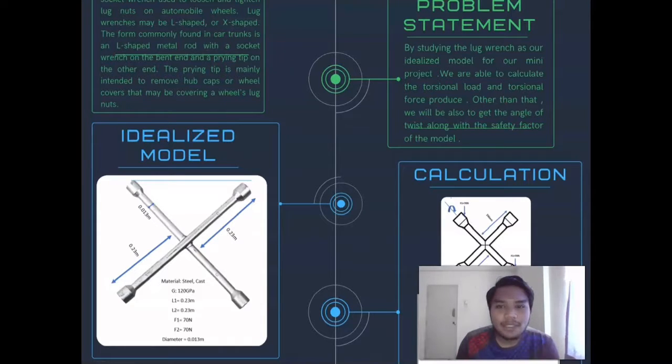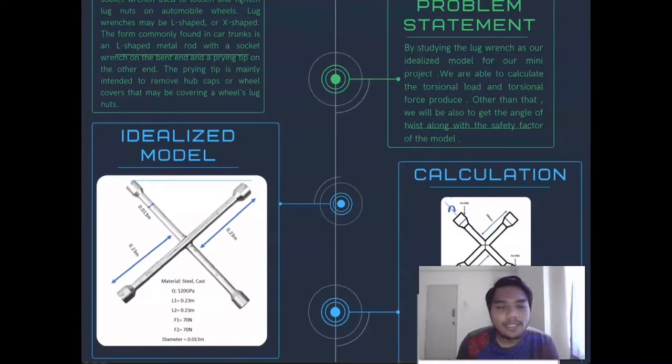Today I would like to explain about the problem statement and idealized model for our group project. First, the problem statement. By studying the lug wrench as our idealized model for our mini project, we are able to calculate the torsional load and torsional force produced. Other than that, we will also get the angle of twist along with the safety factor of the model.